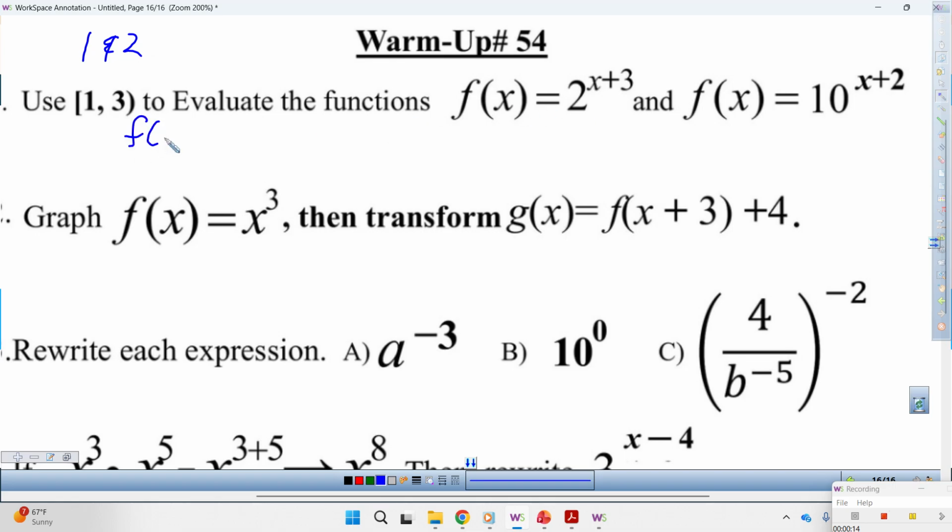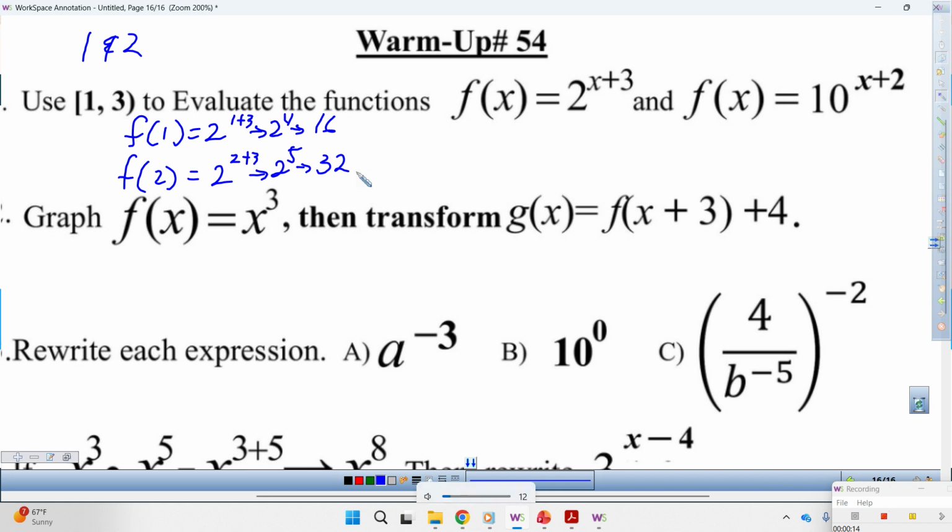We got f of 1 equals 2 to the 1 plus 3. That's 2 to the 4th power, which is 16. Let's do it again now for f of 2. 2 to the 2 plus 3, which is 2 to the 5th, which is 32. Or 2 times 2 times 2 times 2 times 2. Got that, Miguel? All right.